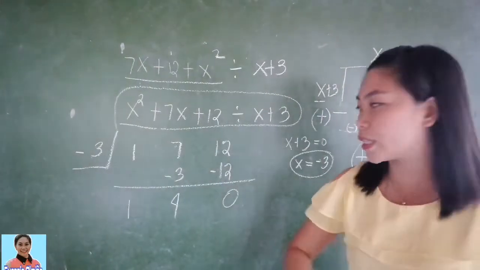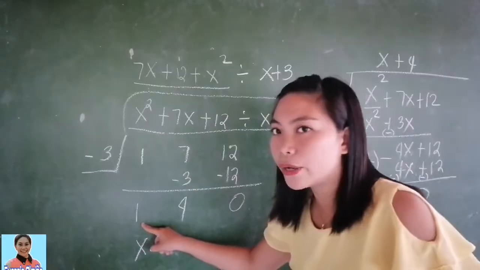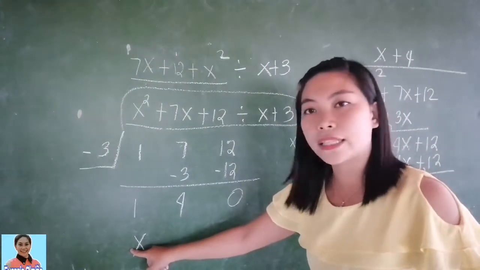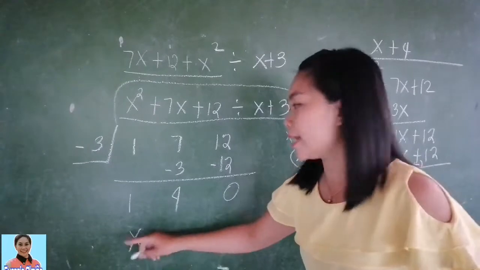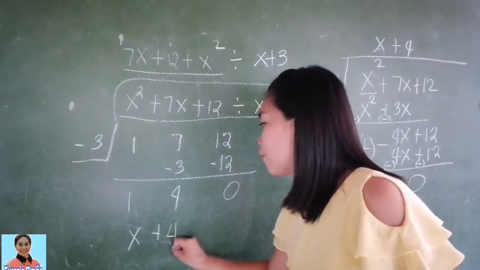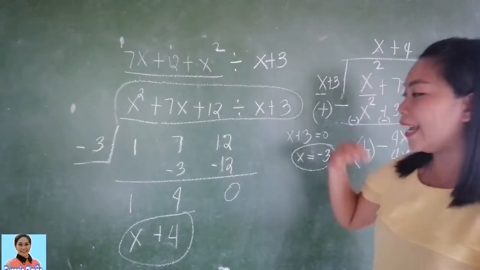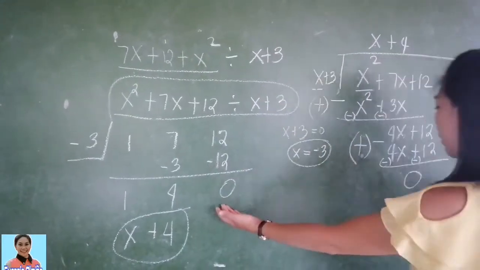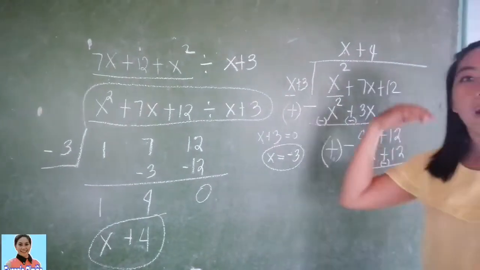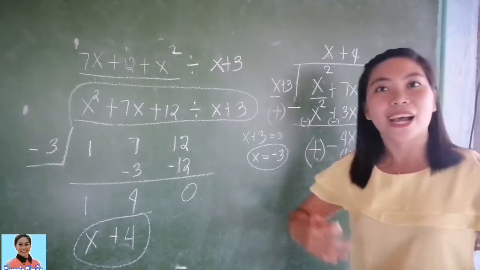And our now quotient will be x. Since 1 na siya, we don't need to write 1 as the numerical coefficient of our variable x. Then since positive si 4, we have x plus 4. Therefore, the quotient now is x plus 4 and the remainder is 0. Can you take a look at this? They are the same. So, meaning, our answer is correct.